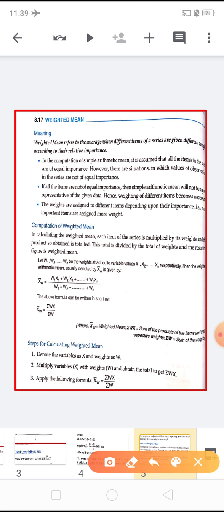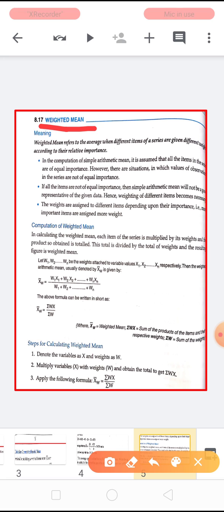Now children, we need to learn a topic, that is weighted arithmetic mean. What is weighted arithmetic mean? Weighted arithmetic mean refers to the average when different items of a series are given different weights according to their relative importance. In the computation of the simple arithmetic mean, it is always assumed that all the items in the series are of equal importance, but there are situations in which the values of observations in the series are not of equal importance.